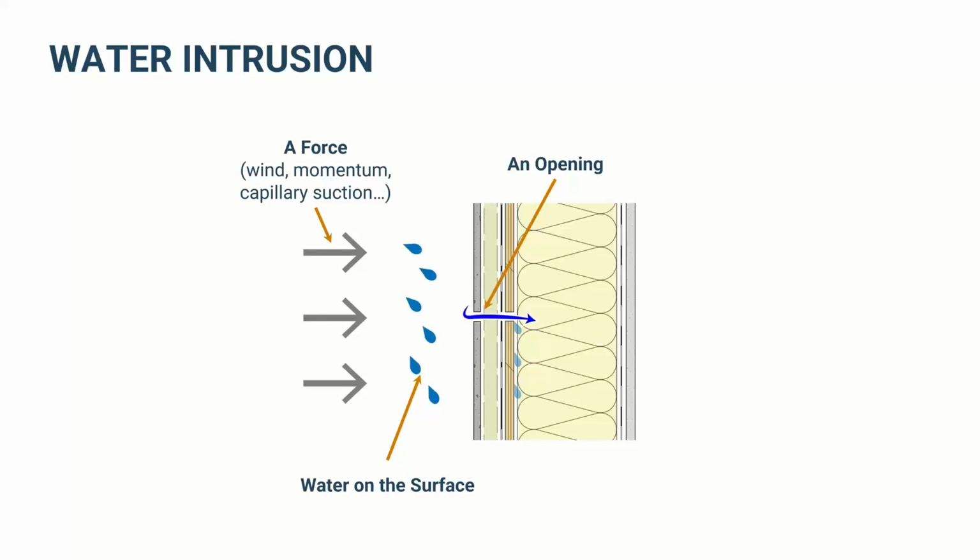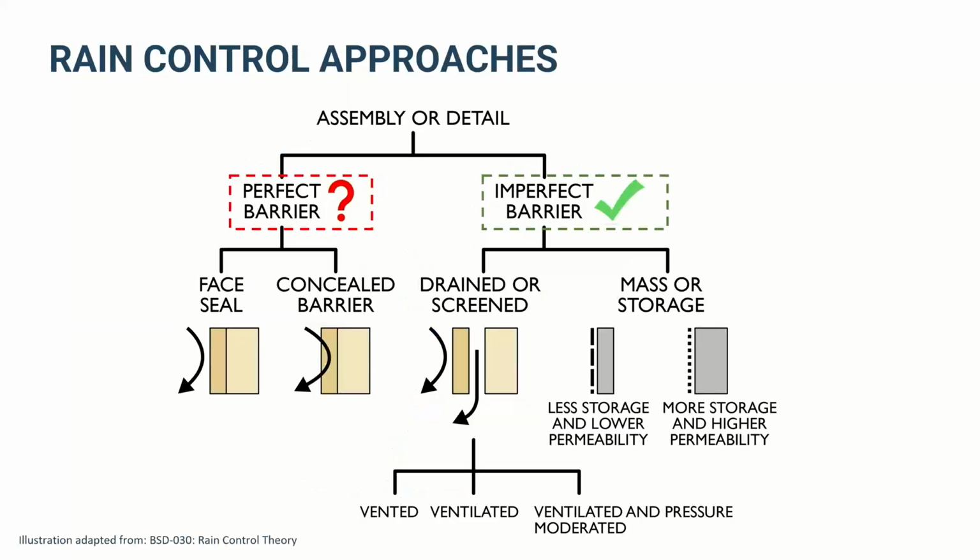So lots of different approaches to rain control, and they could really be broken down into two different categories, right? And this works for an assembly or even on a detail by detail basis. You can have a perfect barrier approach or an imperfect barrier approach. So perfect barrier, I don't mean is the perfect way to do it. What I mean is it relies on a barrier not having any flaws in it.